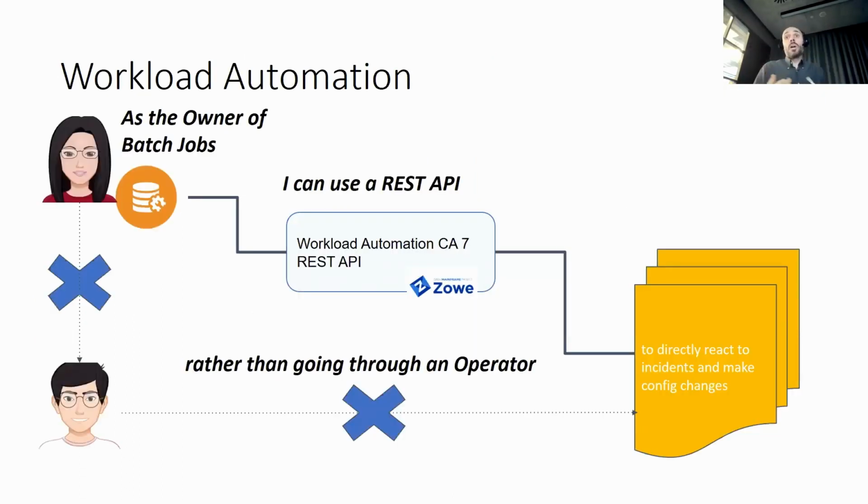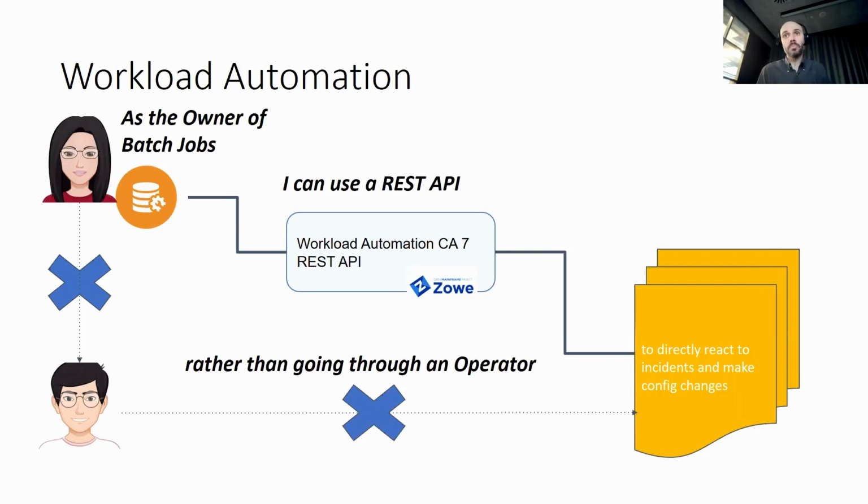So the next use case involves the Zowe Conformant workload automation CA7 REST API. If you look at this from the perspective of the batch job owner, before the API was adopted, the batch job owner in this particular organization had to go through an operator, who's in the bottom left of the screen, whenever something happened to their batch job. So this was a manual process. It involved some back and forth between the job owner and the operator, usually involving some kind of a ticketing system.